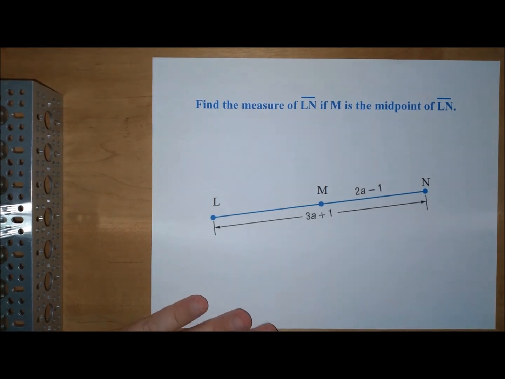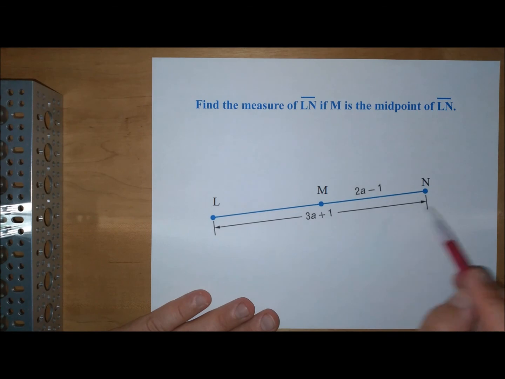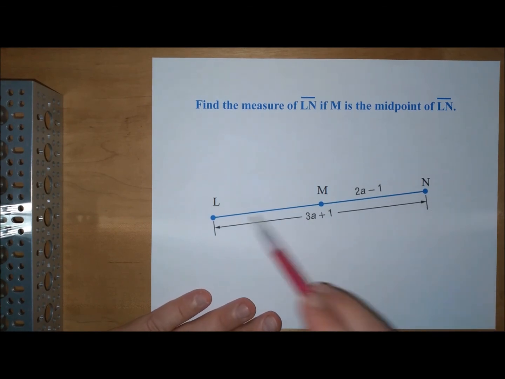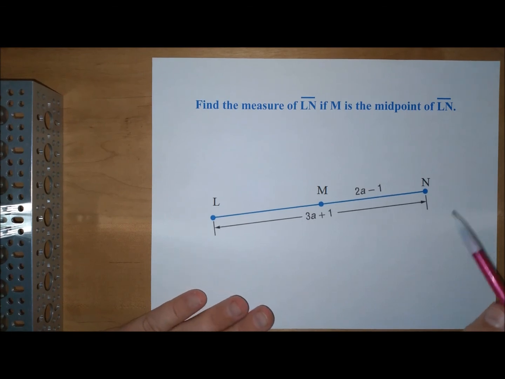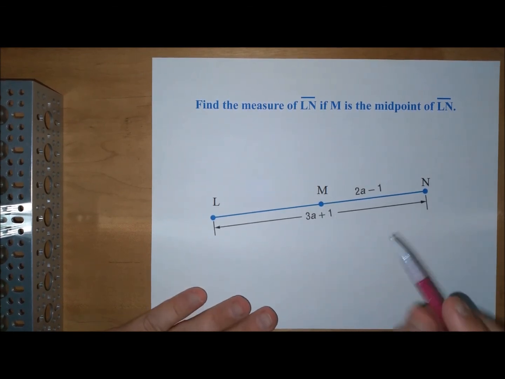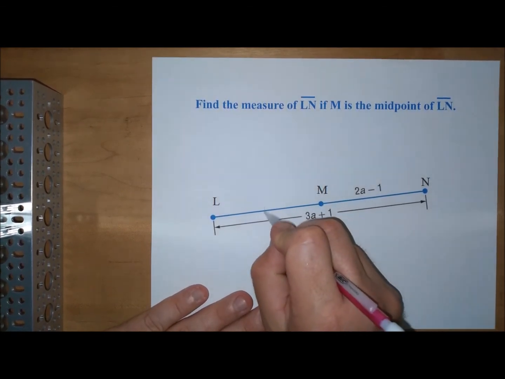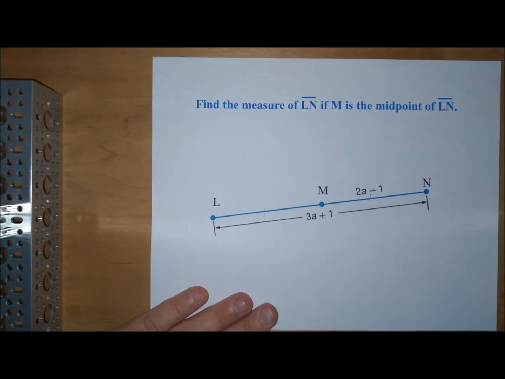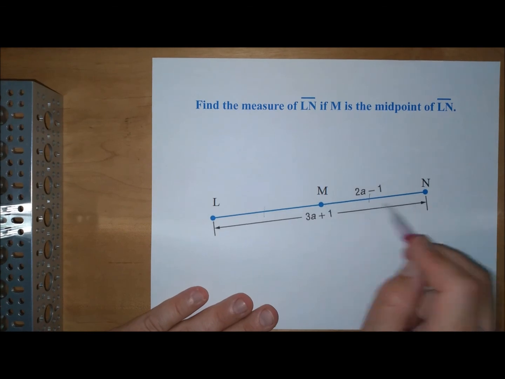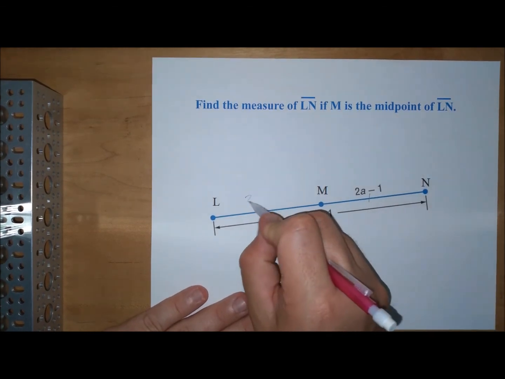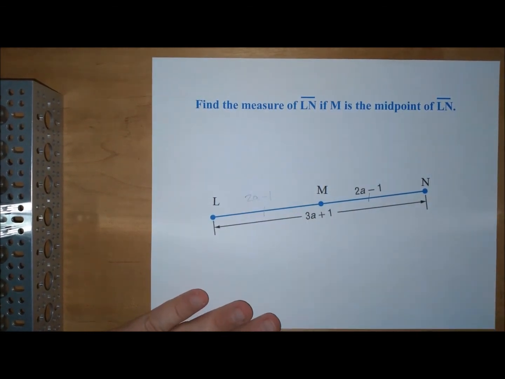Okay. Now, again, if M is the midpoint, there's certain things we know. We know it's halfway between L and N. That means that LM and MN must have the same measure. M bisects LN, that's another way of saying it. And therefore, I know these two segments are going to be congruent to one another. And that means that if MN is 2A minus 1, well, so is LM.